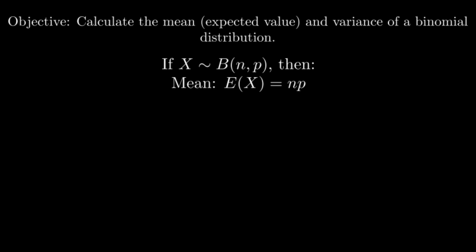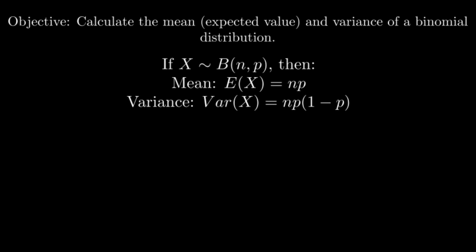There's also a simple formula for the variance, which measures the spread of the distribution. The variance of X is n times p times (1 minus p). Remember that 1 minus p is just the probability of failure. So the variance is the number of trials times the probability of success times the probability of failure.